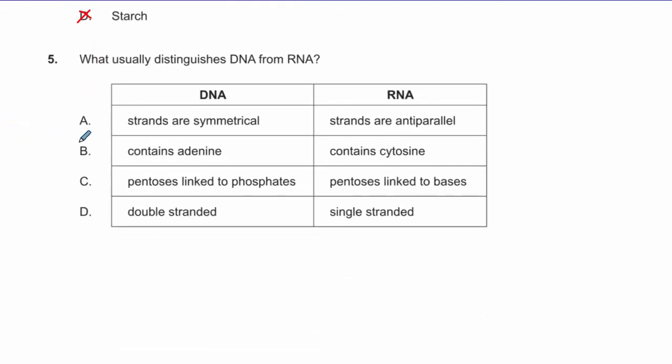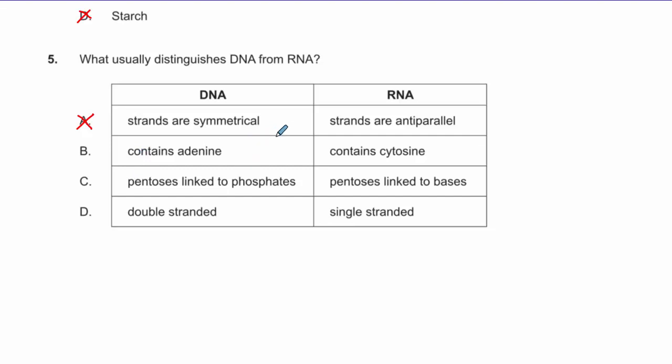5. What usually distinguishes DNA from RNA? And A, strands are symmetrical. No. The DNA code is not symmetrical, meaning the order of the bases cannot be read the same way if you read from the 5' or 3' end. There are palindrome sequences, but they are short and rare. Okay, B. Contains adenine?